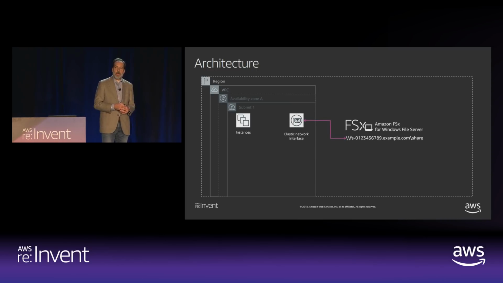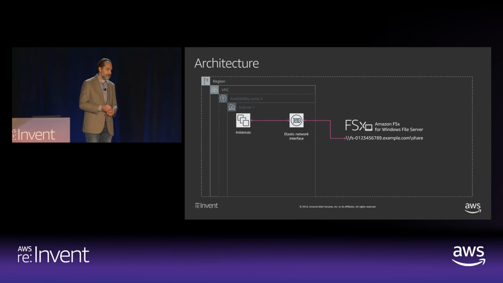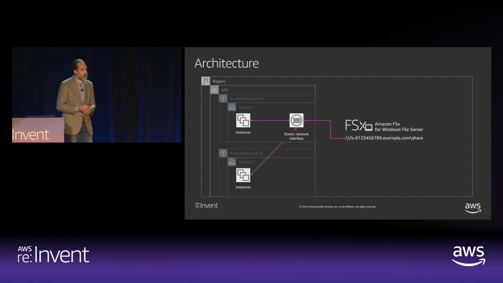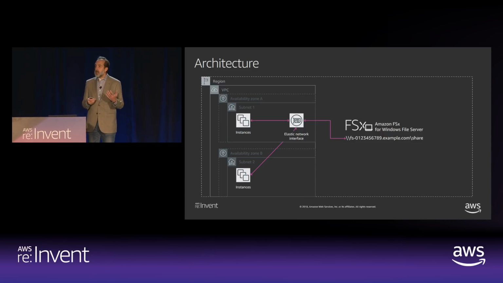When you create that file system, again, we expose it as an ENI. And this is sort of the mechanism that you use to gain access to the file system. You actually map the file share using the DNS name of the file system. So very simple, very easy to go ahead and map that file share. You could have other subnets and clients in other subnets. Again, you can gain access to that file system in different availability zones and different subnets within your VPC.